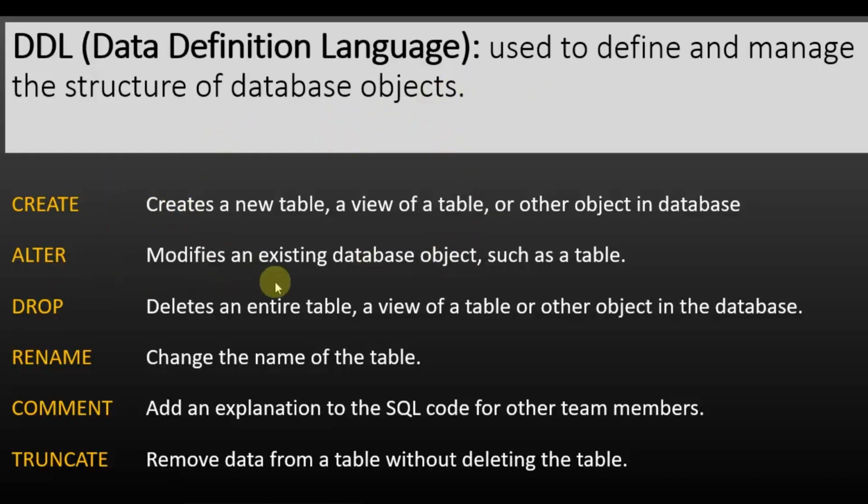And if we want to add some column or change the data type, we can alter this structure using the alter command. And if we want to delete the entire table or view from the database, we can use the drop command. If we want to change the name of these objects, we can use the rename command. And the comment command is used to add explanation to the SQL code, means for what purpose the code is written. And the truncate command is used to remove the data from the table without deleting the table.